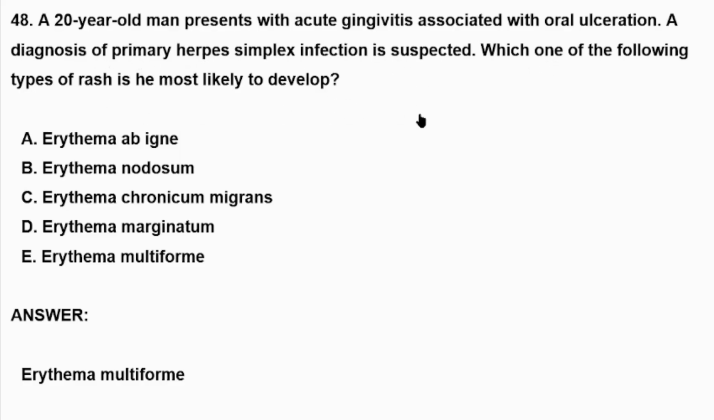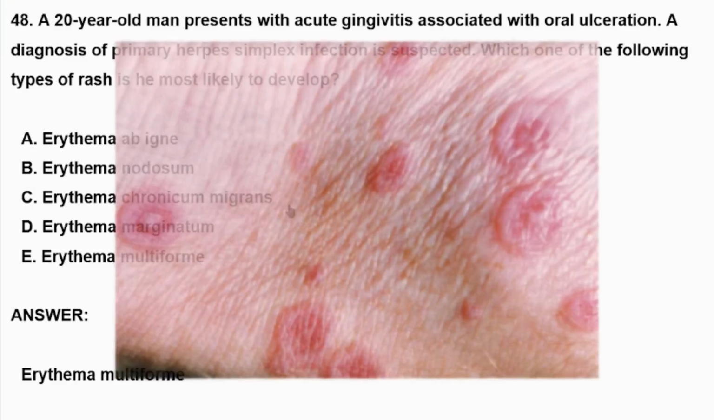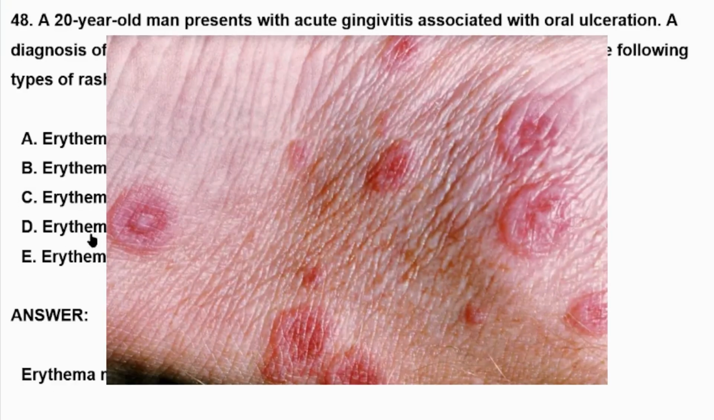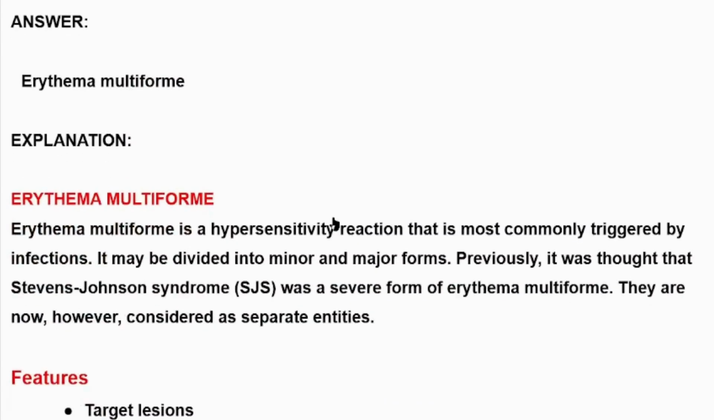Our patient is a 20-year-old man coming with acute gingivitis and oral ulceration with the diagnosis of primary herpes simplex. Okay, in herpes simplex infection we can see erythema multiforme lesions. The answer can be erythema multiforme.